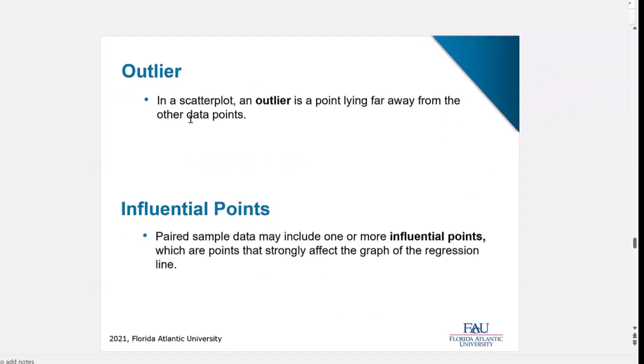What is an outlier? In a scatter plot, an outlier is a point lying far away from the other data points. I have a graph that looks like this, and a line of best fit that maybe looks like this. And then we have a point over here. That is definitely an outlier. It doesn't come anywhere near our regression line, and it will affect this line considerably.